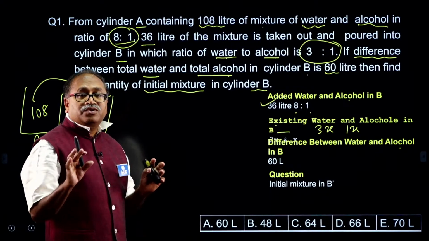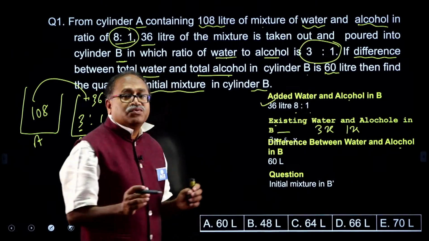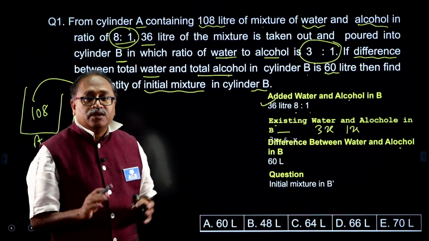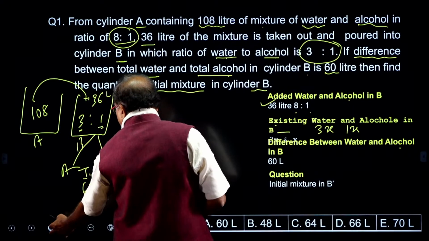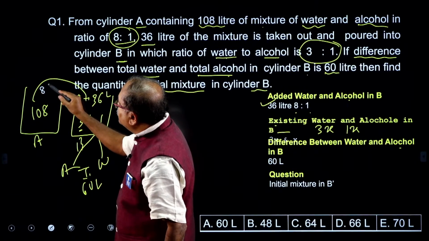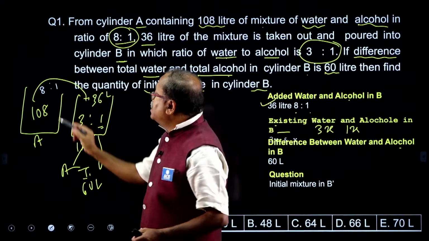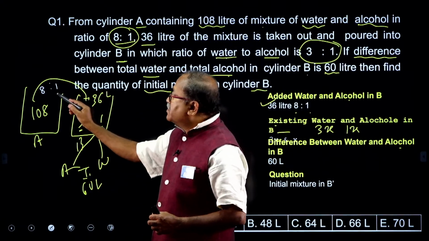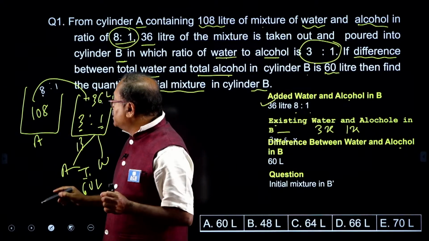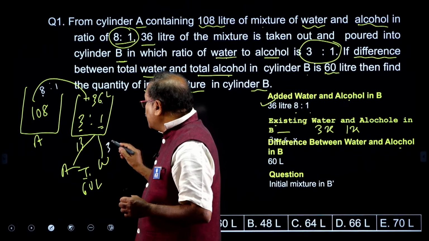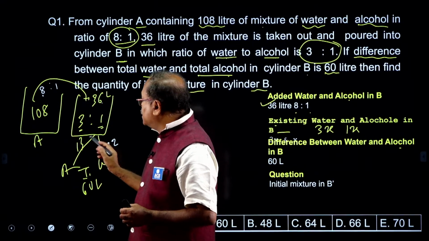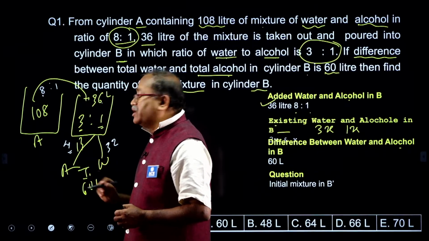So, what are you going to do here? In 36 liters, how much is water and how much is alcohol? That is the very first thing you are going to find out. Let me write down over here, in 36 we have the ratio of water to alcohol as 8:1. So 8 plus 1 is 9 parts, divide 36 by 9, you get 4 parts. So 4 into 8 is 32. So here the water comes to 32, and the alcohol is 36 minus 32, so you are pouring 4 liters.